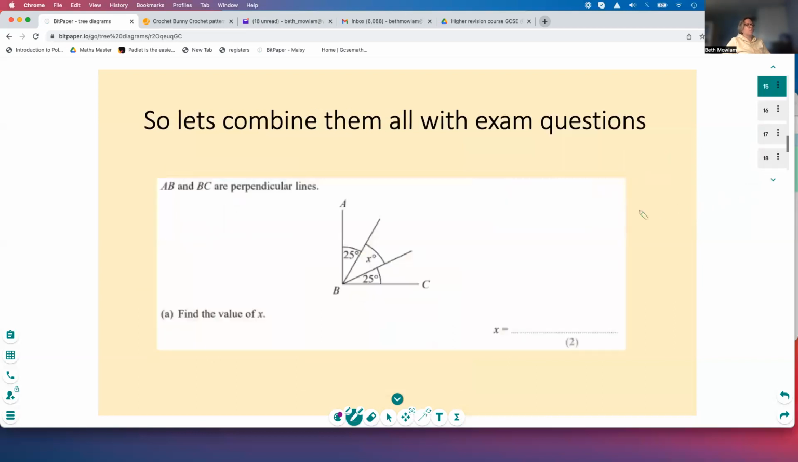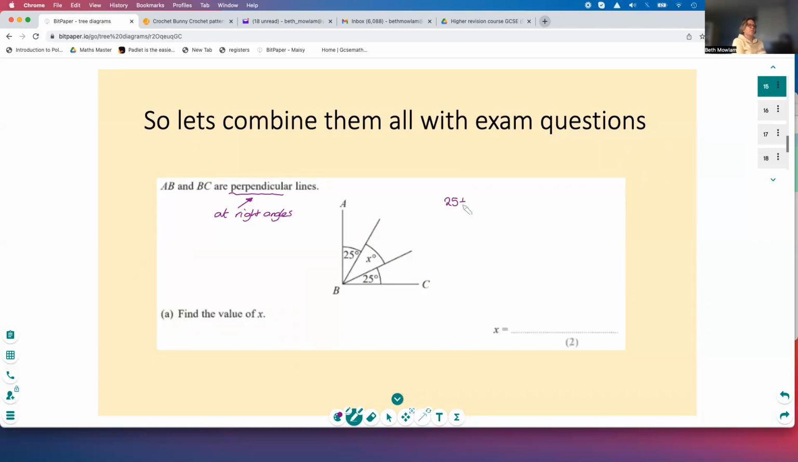So let's combine them all with exam questions, all of these rules together. Here we've got AB and BC are perpendicular lines. The word perpendicular means at right angles. So we know that ABC is a right angle. Find the value of x.